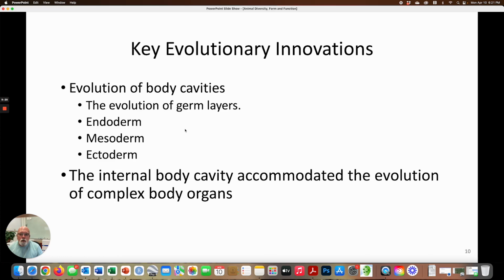And then another thing that happens with animals is we have the evolution of body cavities. Over time, during the early development of the embryo, you begin to have the various cells start to differentiate into what we call endoderm, what we call mesoderm, and what we would call ectoderm. You can think of endoderm as the cell and tissue types that occur at the very core of the body of the organism. This would be the digestive system in us.